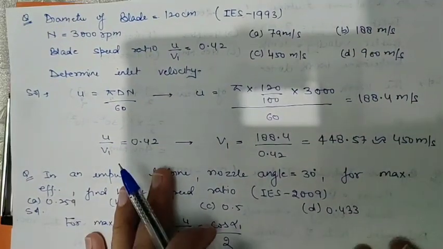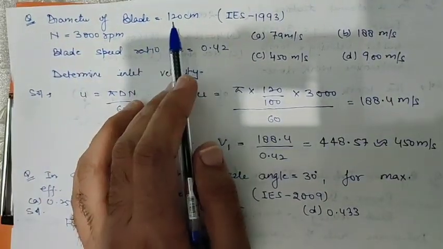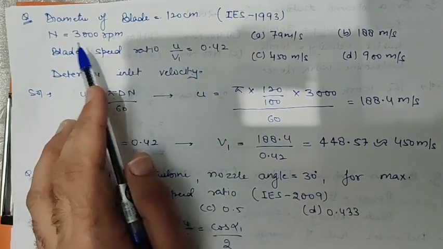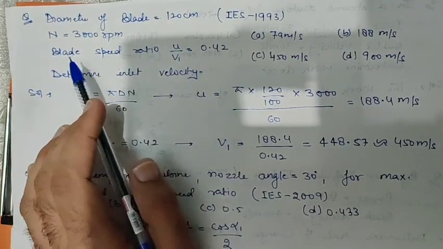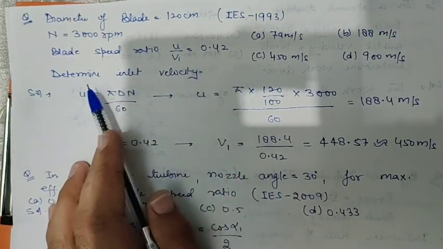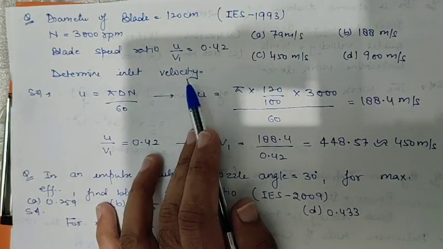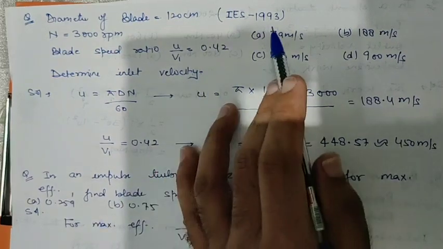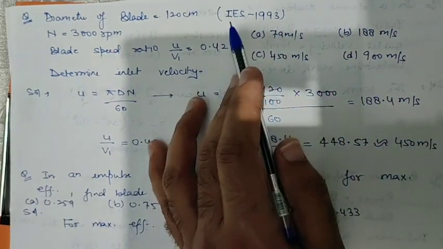Next question is, diameter of blade is 120 centimeter. RPM is given as 3000 RPM. Blade speed ratio, that is U by V1, is given as 0.42. You have to determine inlet velocity. It means V1. So these are the options, and this is the question which came in IES 1993.